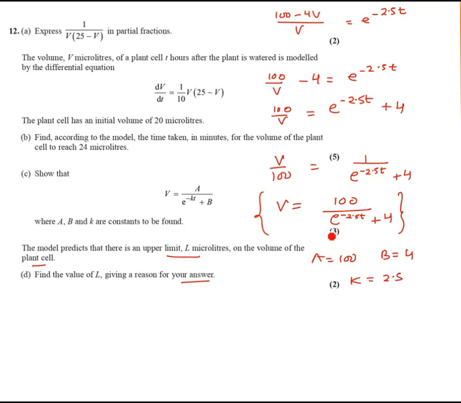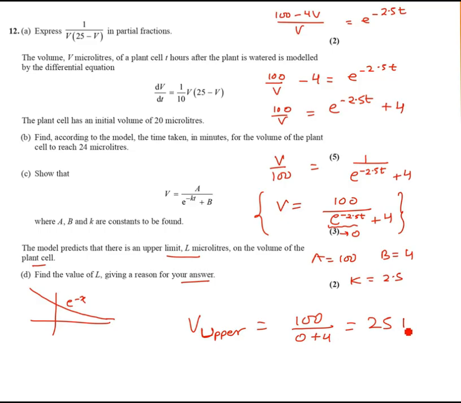Okay, now to find the maximum value of this function, this is the e to the power minus 2.5t term. Now if you think about the e to the power minus x function, the minimum value is 0. So what we want is the minimum denominator, and that will give the maximum value of v. So this term will tend to 0. So if we replace it with 0, then we will get the upper limit. V upper will be 100 over (0 plus 4). So that will give us 100 divided by 4, which is 25 microliters.